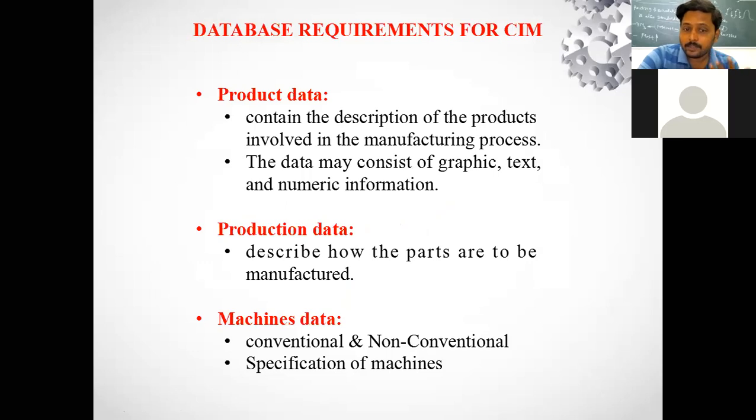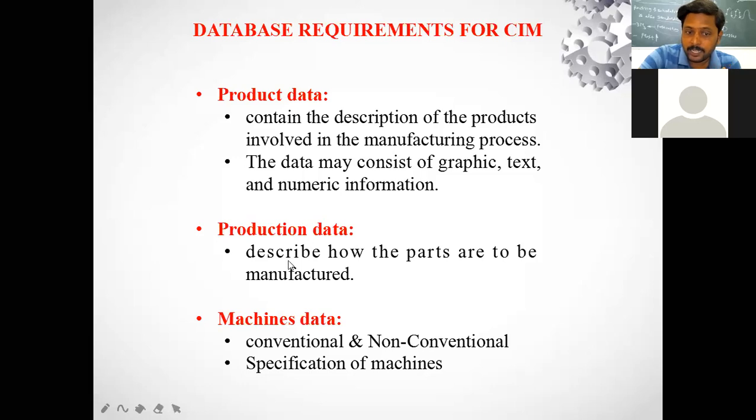Now let us discuss these different types of data in detail. So first is product data. This contains the description of the products involved in the manufacturing process. The data may consist of graphical representation, text, and numerical information about the product. The description of the product will be there.